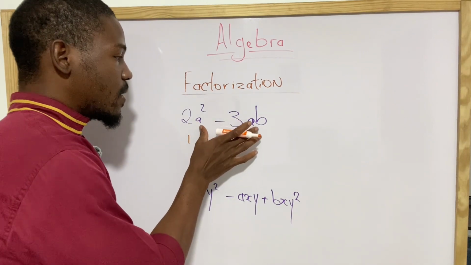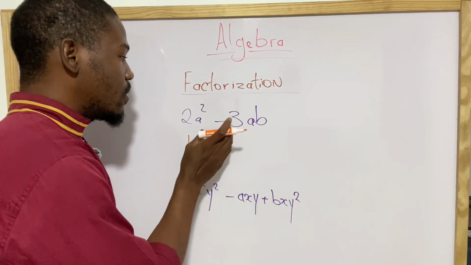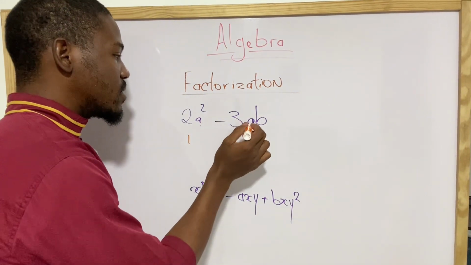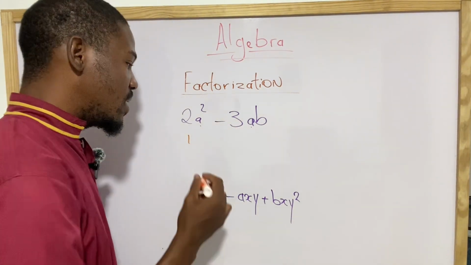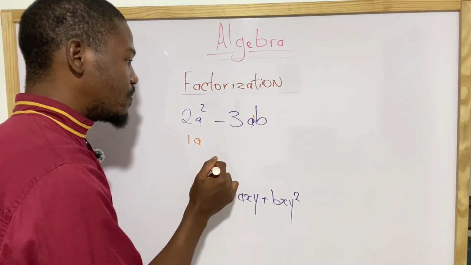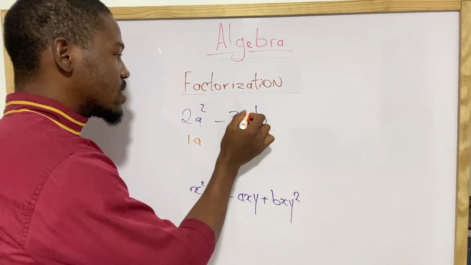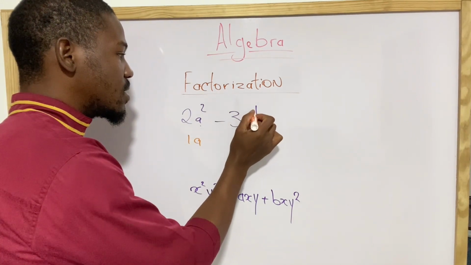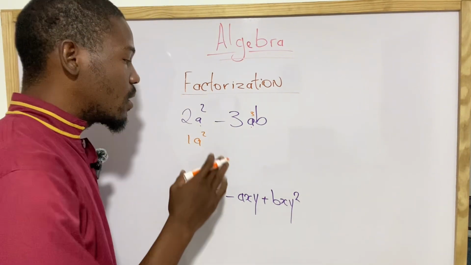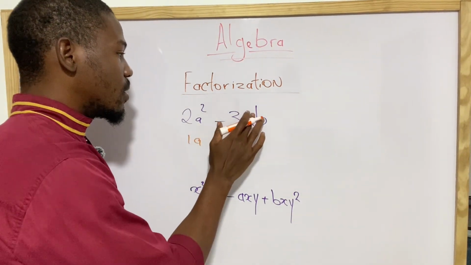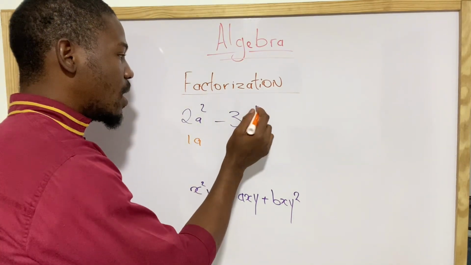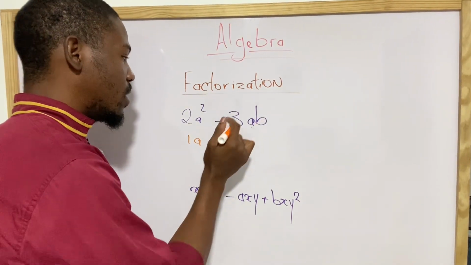So with the a squared and the ab, if you look now, we don't have any b here, but we have a here and we also have a there. So we can take out the a, and we take out the a with the lower index, which is 1. If this was a squared and this was a cubed for argument's sake, we would take out a squared. But in this scenario, it's just a to the power of 1. Once you don't see any power above the a, we know that is just 1.